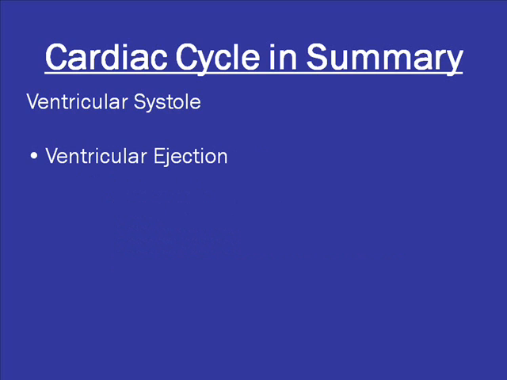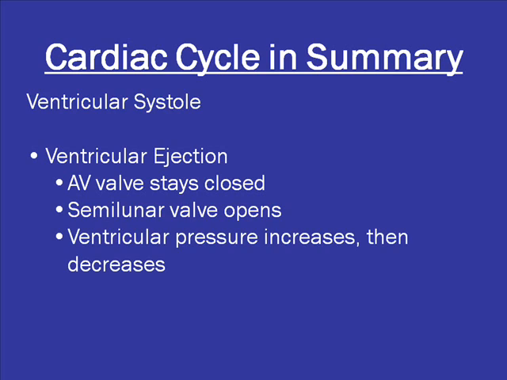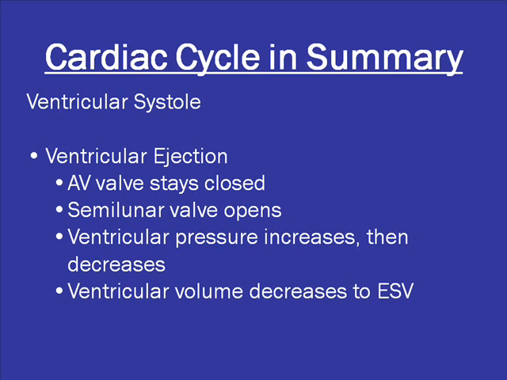Isovolumetric contraction leads to the second portion of systole, ventricular ejection. In this phase, the AV valve remains closed due to ventricular pressure being higher than atrial. The semilunar valve opens when ventricular pressure exceeds aortic pressure. Ventricular pressure first increases as a result of contraction, and even though the contraction continues, it eventually decreases late in ventricular ejection because of the decrease in volume. So as the ventricular volume decreases to end systolic volume, you'll see ventricular pressure decline.